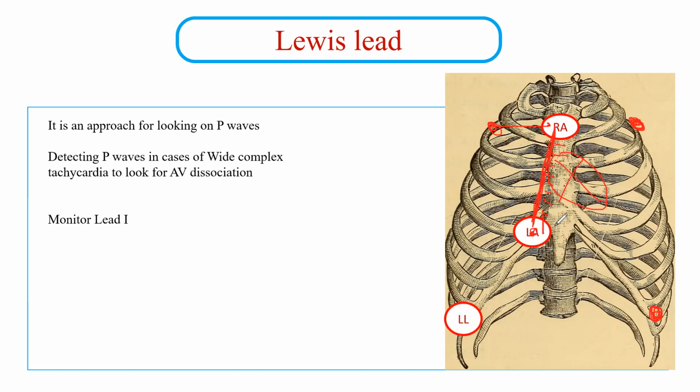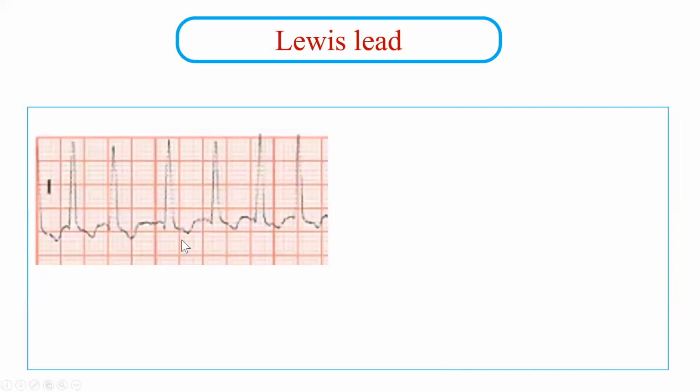That being said, guys, whenever you are putting the Lewis leads, you are always looking at lead one. You are monitoring lead one because lead one will be here. So lead one is the Lewis lead after these replacements and modifications. Okay, let's have an example. Let's look at this EKG. This is lead one for a patient coming with palpitation.